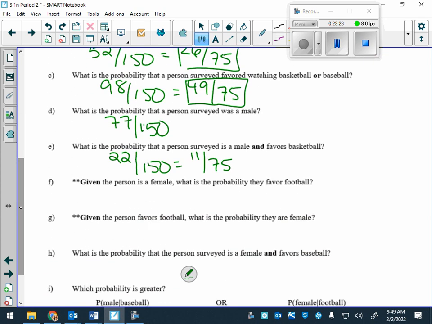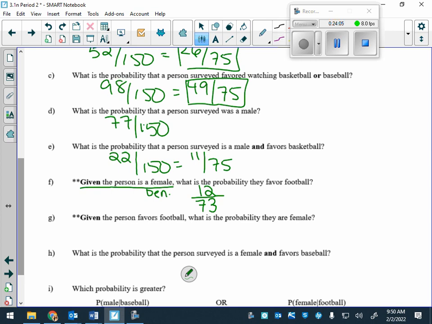All right, so here's where the given comes in. Okay? Given the person is female. So where you see this, this is your denominator. So how many females are there? 73. Out of 73 females, how many of them favor football? Eliza? 12. Okay, so here it shortens the pool, because you're only looking at females.